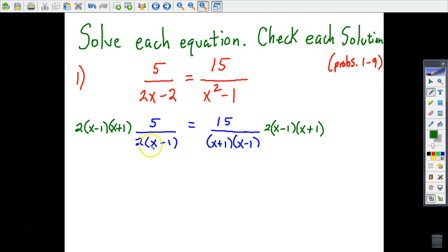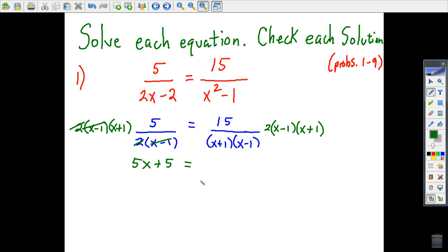So here's how it works. Much like we did in our previous lesson, I'm going to divide my blue denominator, 2 times x minus 1, into this LCD. And if you notice, if I did that division, the 2 would cancel, and the binomial x minus 1 would cancel, leaving this binomial x plus 1 as part of my LCD. So, much like the previous lesson, the part that did not cancel in this division process, I'm going to multiply times this numerator 5. When I multiply 5 times x plus 1, I get 5x plus 5.